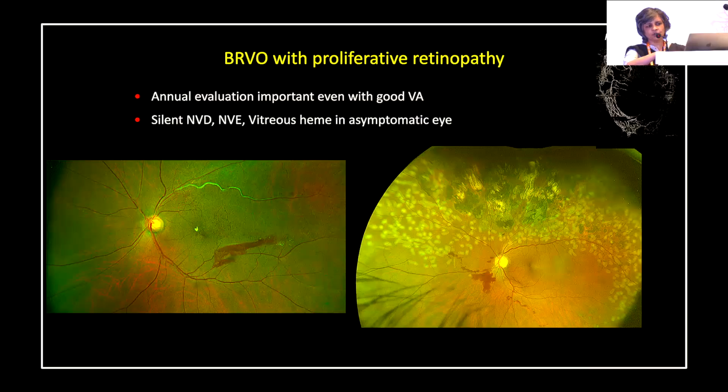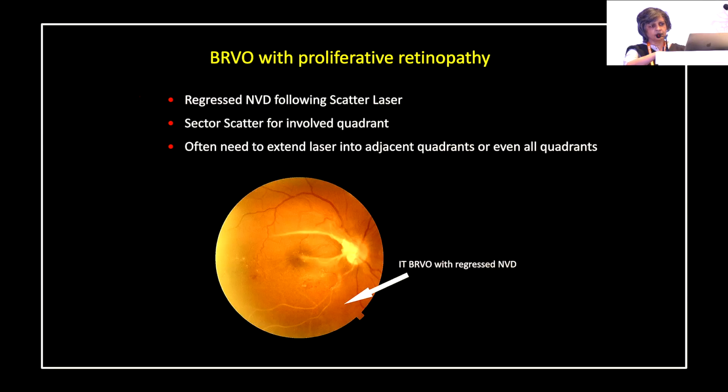These are patients who did not have any symptoms, but they came for their annual checkups. And you can see the vitreous hemorrhages, NVD, NVE, and timely scatter laser was done. And this is how it regresses. The NVD has regressed. Often we may have to extend the laser not only to the involved quadrant, but also to adjacent quadrants. And many times if the ischemia is severe enough, we have to do a complete pan-retinal photocoagulation, even in a BRVO.